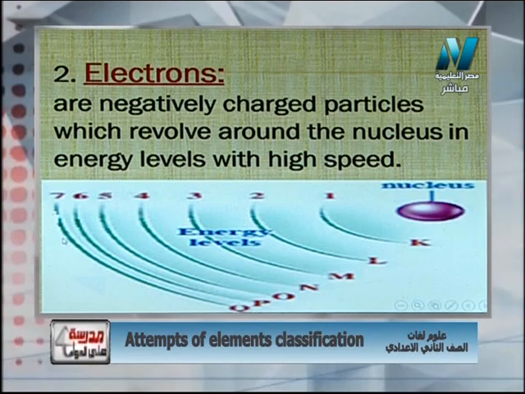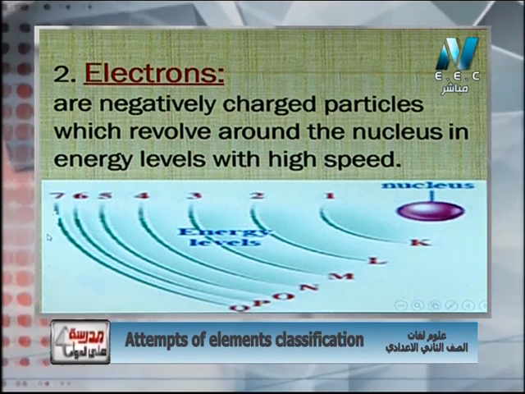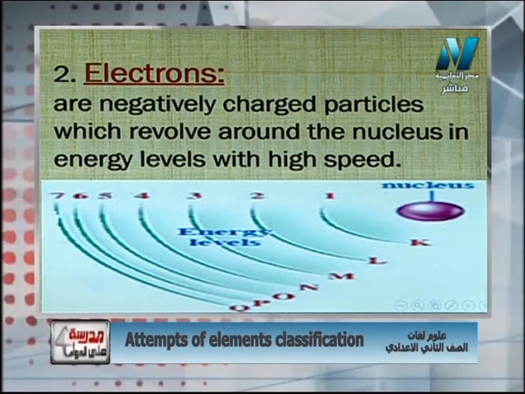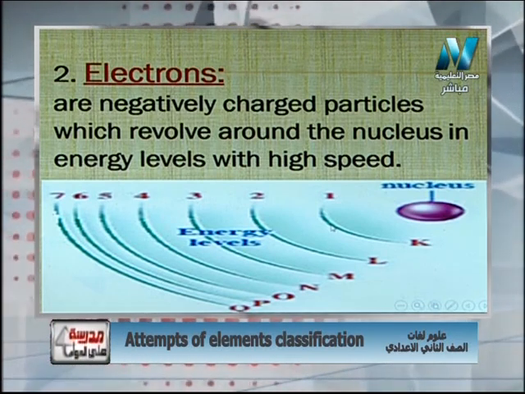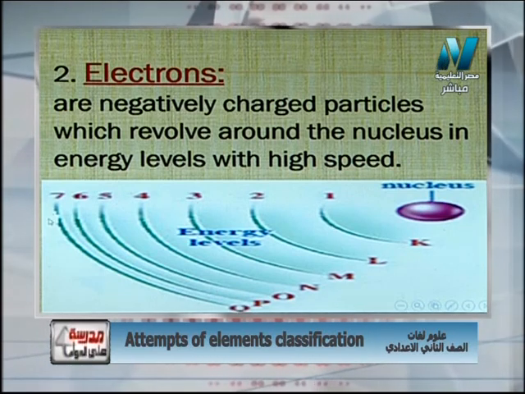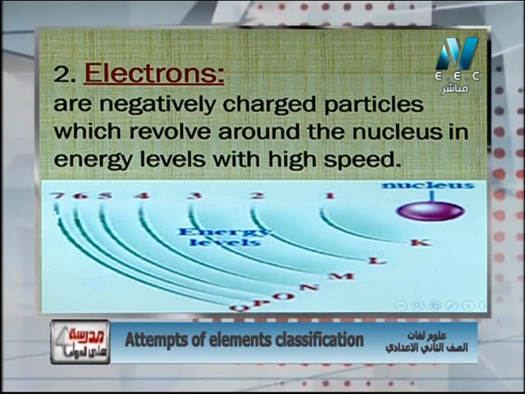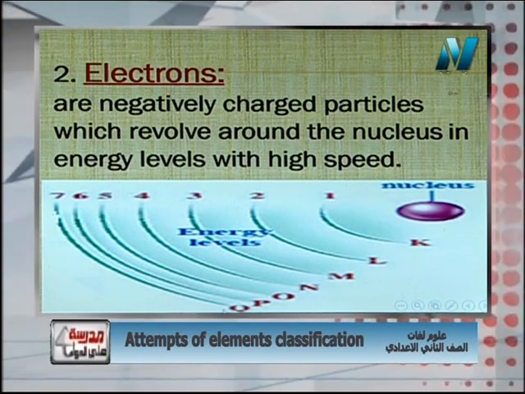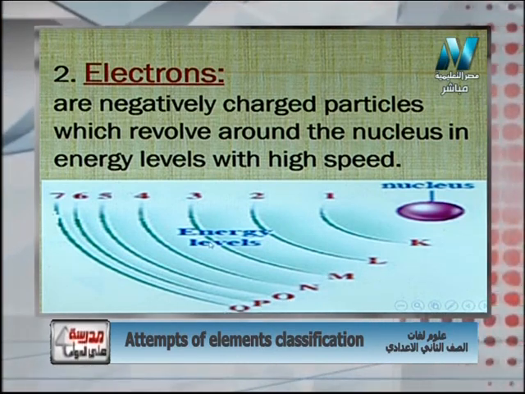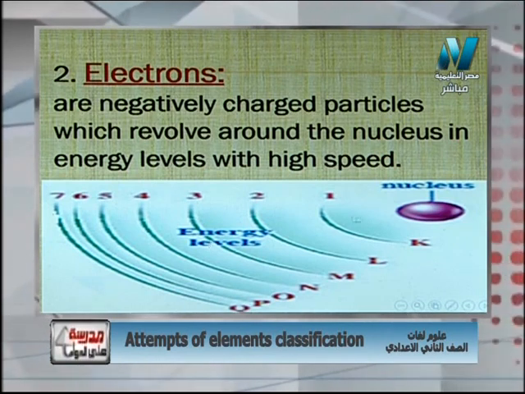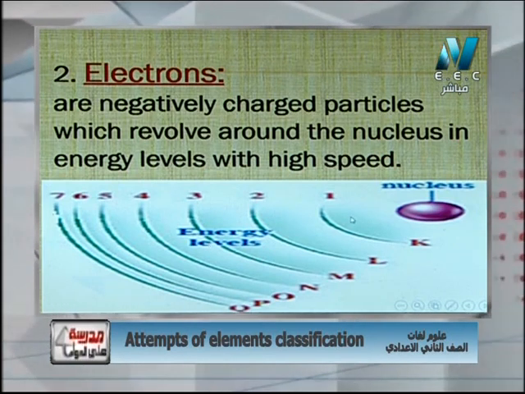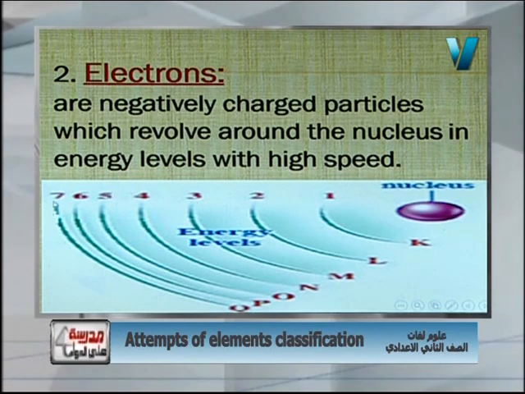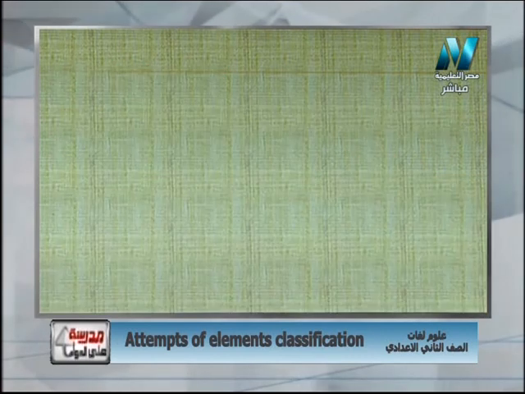How many energy levels do we have? We have 7. They are arranged according to their energy. The first one has a low energy and the last one has the highest energy, starting with K, L, M, N, O, P, Q. Again, number 1 has the least energy and number 7 has the highest energy. That was the structure of the atom.